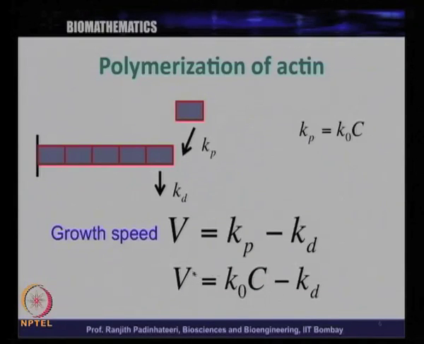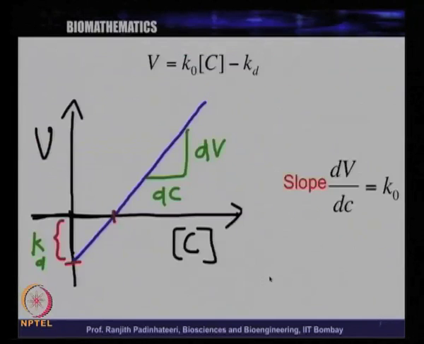What do you expect? This is like y equals m x plus c. If you plot V along the y axis and C along the x axis, you get a line like this. So, this is V equals K0 C minus Kd, where C is the concentration of free monomers and V is the speed. You essentially expect a straight line, and the slope of the straight line is K0, the intrinsic rate of polymerization, and the y intercept will be Kd. This is something we already mentioned.